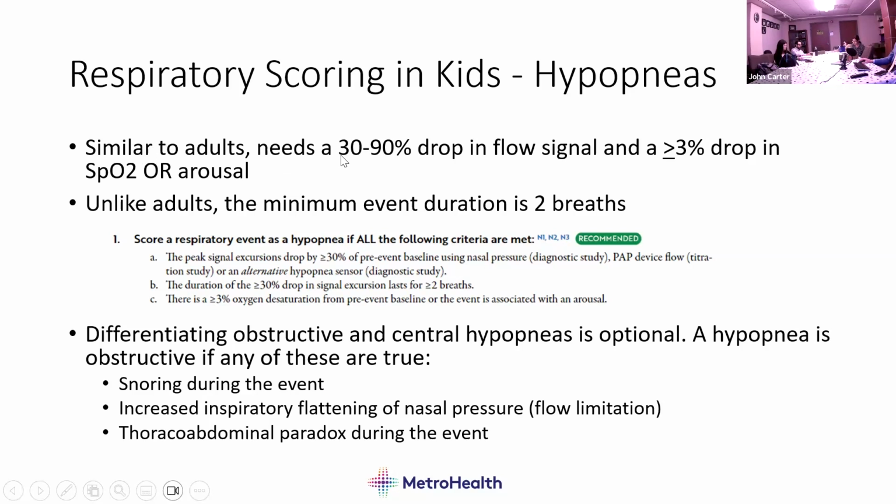So just like in adults, you need a 30% or more drop in the flow signal of the nasal pressure sensor. But if it's more than 90%, it's an apnea. And a 3% drop in SpO2 or an arousal. Okay, so that's pretty much the same. The only difference is it lasts for 2 breaths as opposed to 10 seconds.